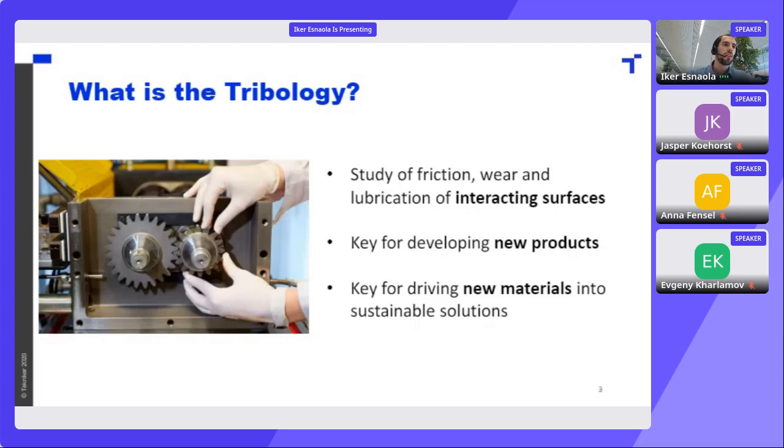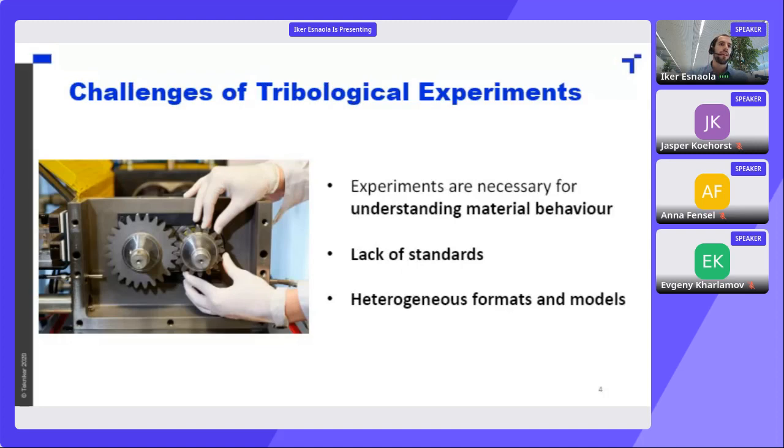So what is tribology? Tribology is the science that studies interacting surfaces in relative motion, such as in bearings or gears. Tribology is a key enabling technology for developing new products and also for driving new materials into sustainable solutions. Of course, in order to know how a given material will behave, it's necessary to perform some experiments.